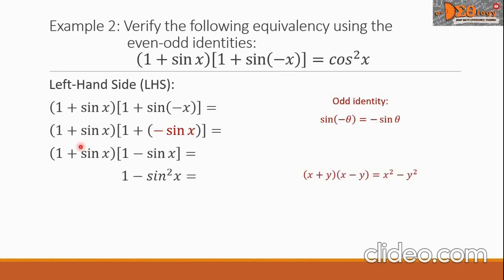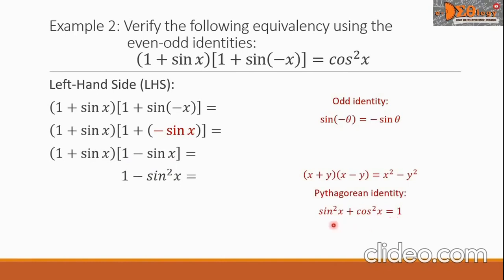In algebra, if we multiply sum of two terms times the difference of two terms, the product will be the square of the first term minus the square of the second term. So multiplying the 1 plus sine x times 1 minus sine x, I have here now 1 minus sine square x. From the Pythagorean identity, we have the sine square x plus cosine square x equals 1.